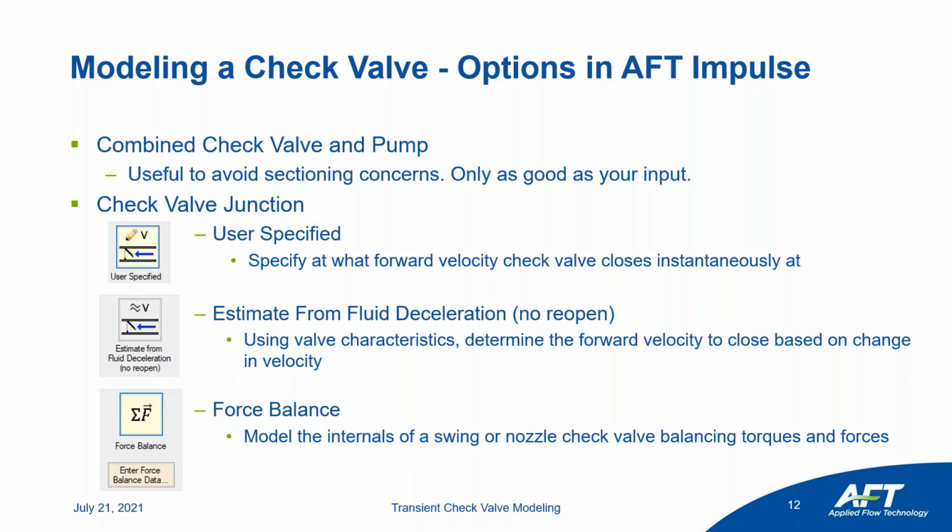The final option is a force balance, where it models the actual internals of a swing check valve and a nozzle check valve, balancing things like torque on a swing arm and the forces of a spring on a nozzle. So as you can see, there's quite a few different options. I've organized them kind of increasing in complexity. So what I would do as a user is start with a kind of general forward velocity to close, see what sort of response you get from there, and then increase in complexity if that is a significant cause of concern in your transient analysis.